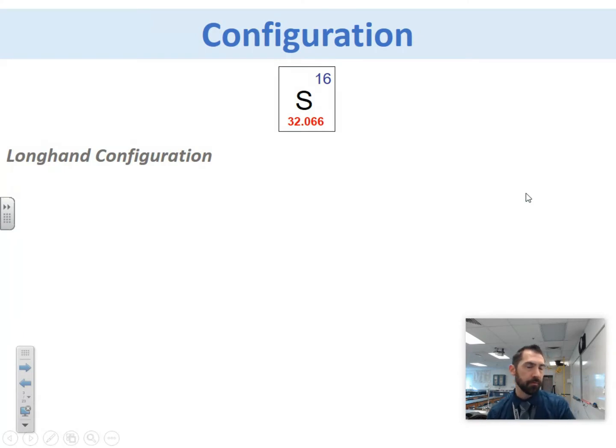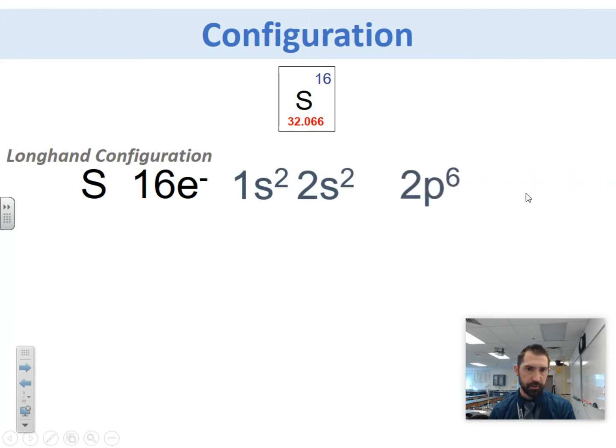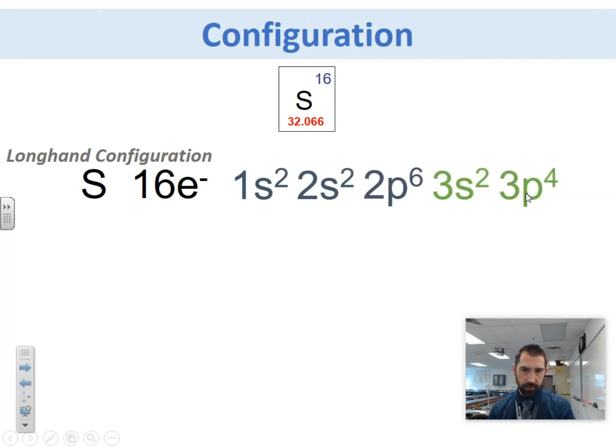If we were to look at the configuration for sulfur, 16 is the atomic number, which means for a neutral atom, we'll also have 16 electrons. We'll fill in the 1s2, 2s2, 2p6, 3s2, and then end at 3p4. And that should make sense if you look at your 3p on your periodic table. Sulfur is the fourth element over.